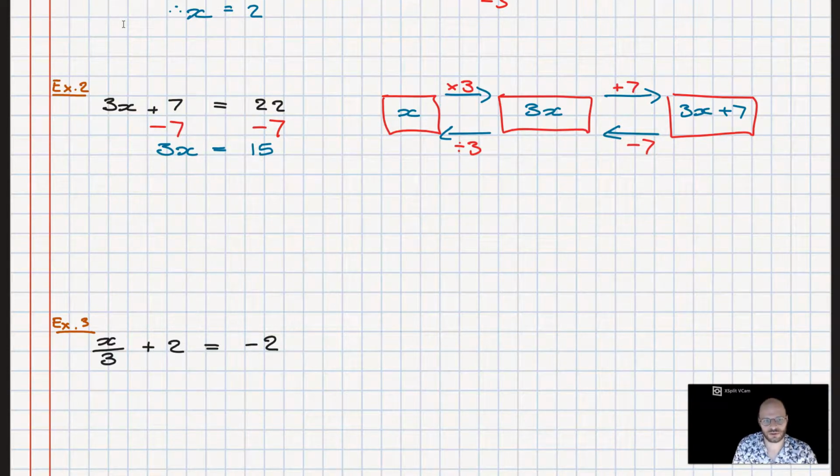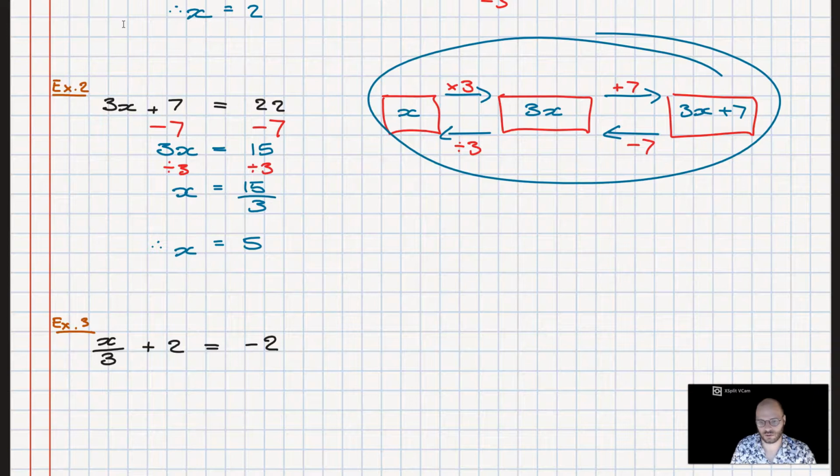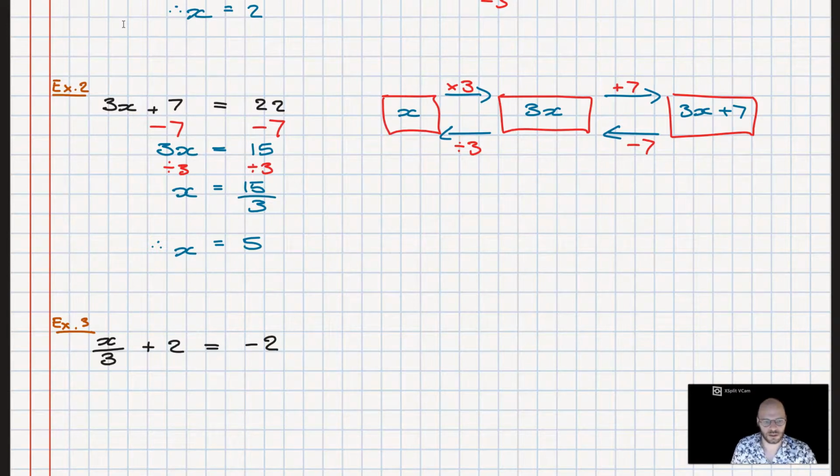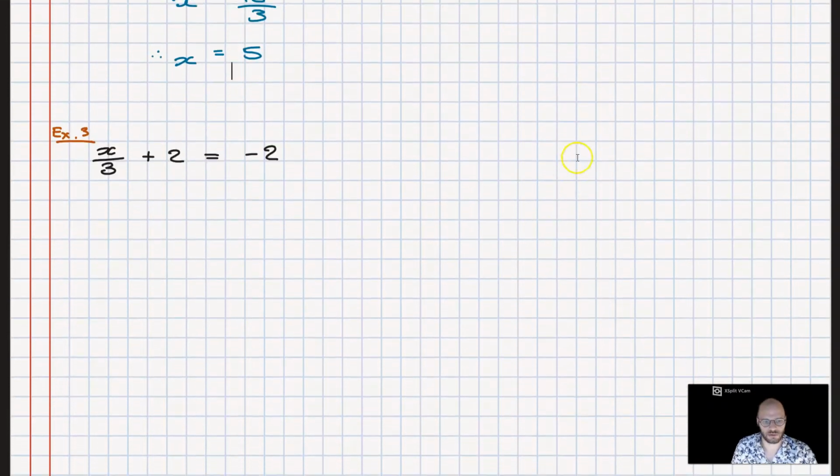Next step, we're going to divide both sides by 3. That will yield 15 divided by 3 and simply x. Therefore, our value for x is equal to 5. Too easy. All because of the help of this useful flowchart here. Alright, third and final example.